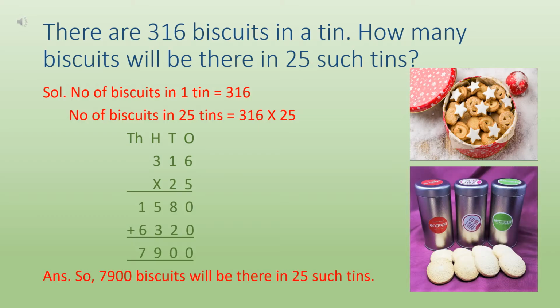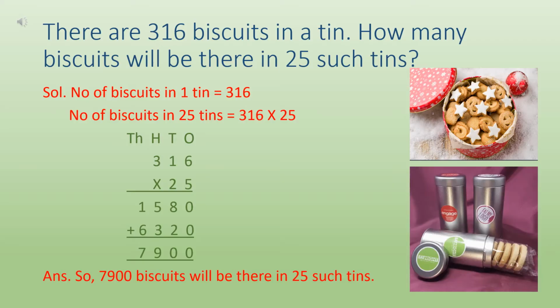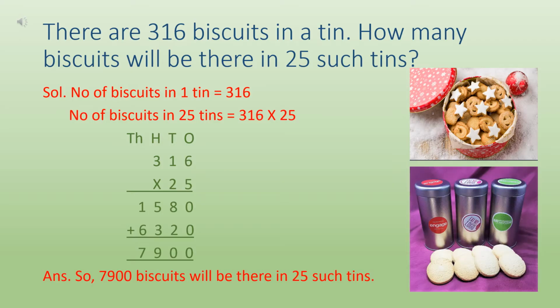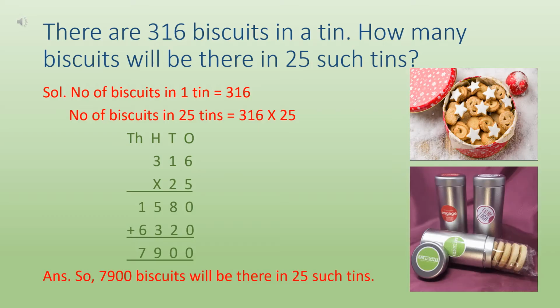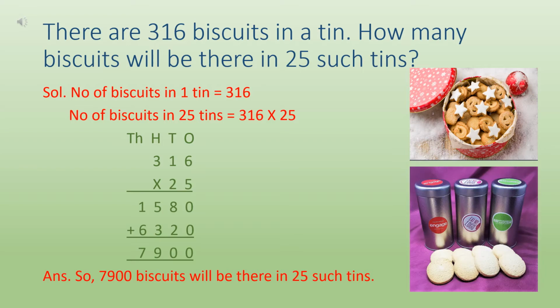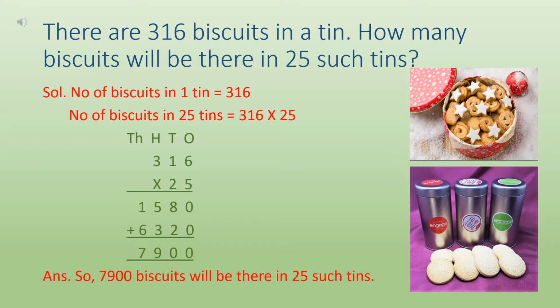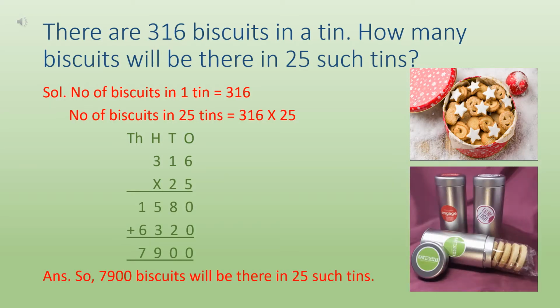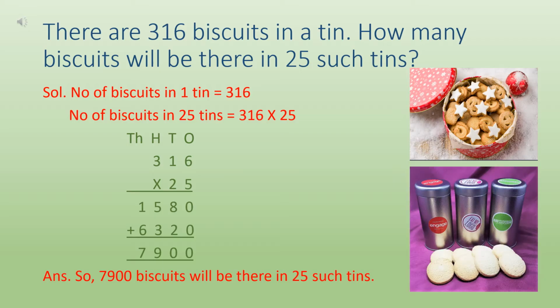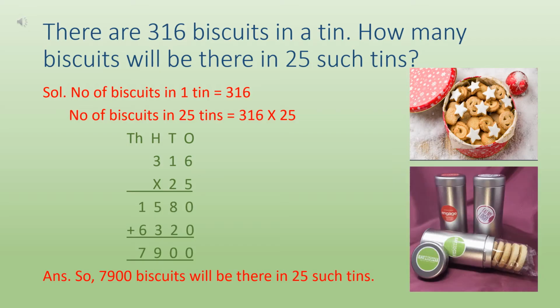So our first statement will be number of biscuits in one tin. That is equal to 316. Next statement will be number of biscuits in 25 tins. That is equal to 316 multiplied by 25. Now we will write these numbers in columns of thousands, hundreds, tens and ones. So after writing them in columns, we will first split 25 into 20 plus 5.